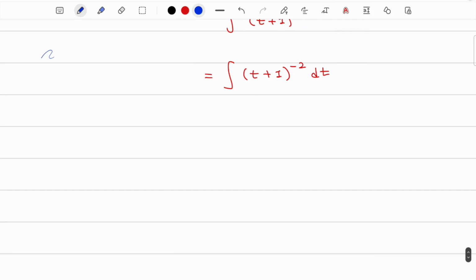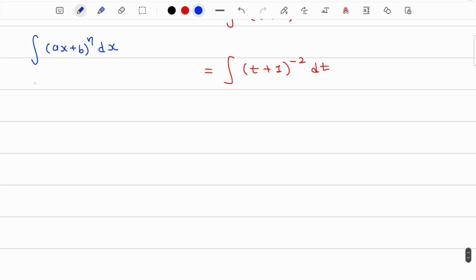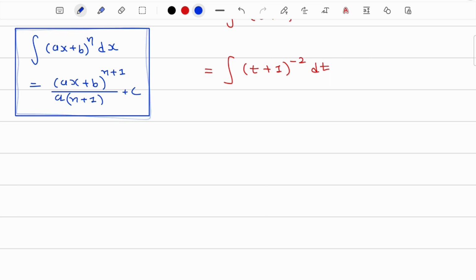So again we know that integration of (ax plus b) whole raised to n dx is nothing but (ax plus b) whole raised to n plus 1 upon n plus 1, and the coefficient of x is a, so we have to write a in the denominator as well, plus c. So from this we can say that integration of (t plus 1) raised to minus 2 is nothing but (t plus 1) whole raised to minus 2 plus 1, which is minus 1, upon minus 1 plus c.